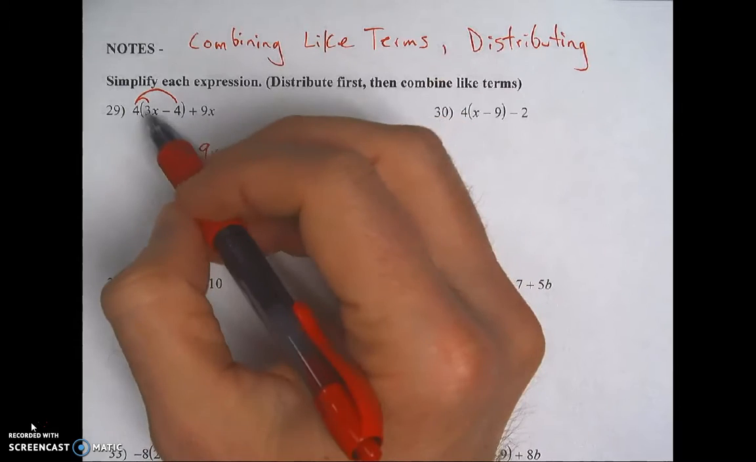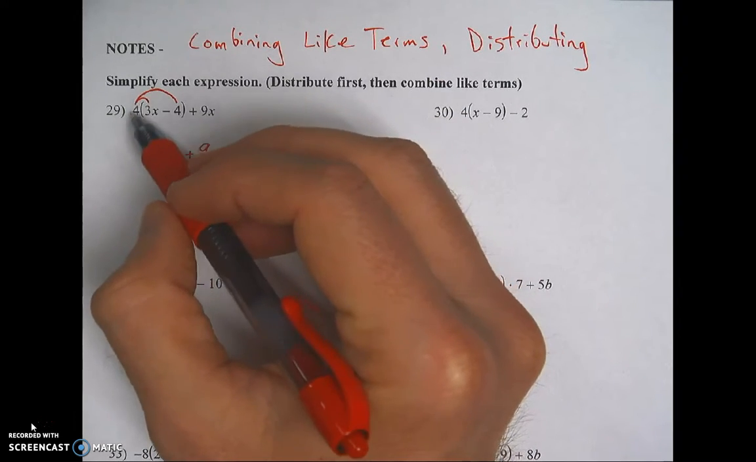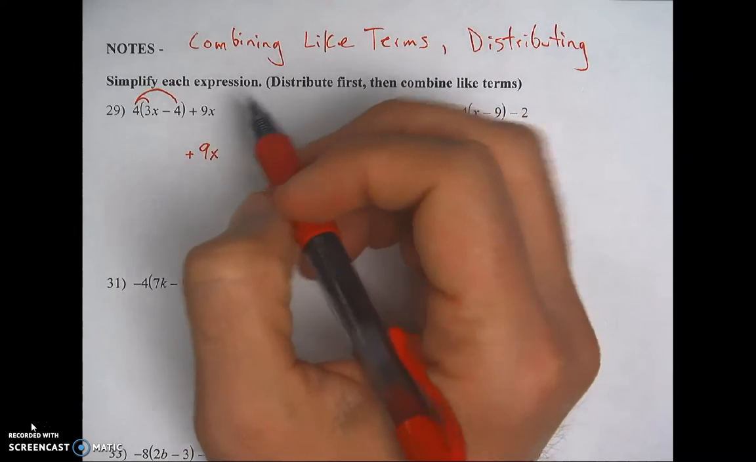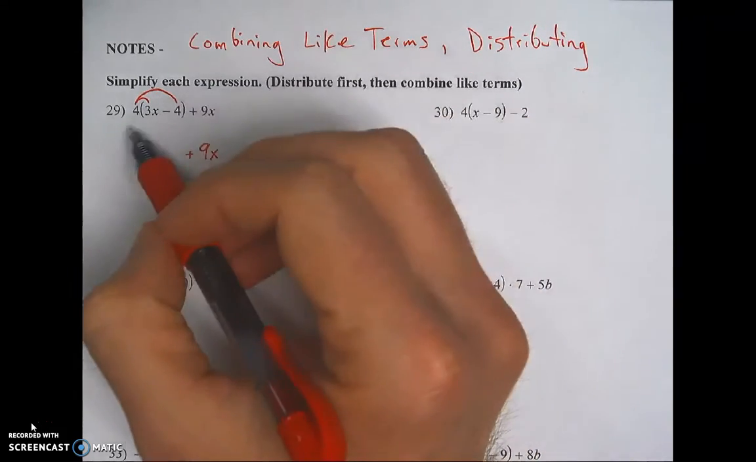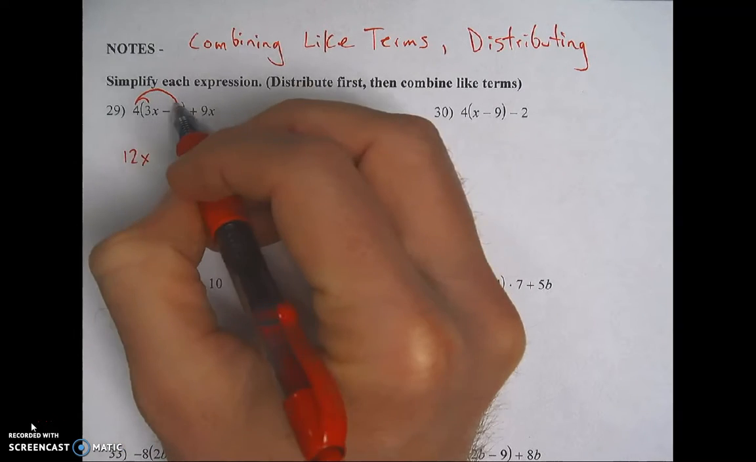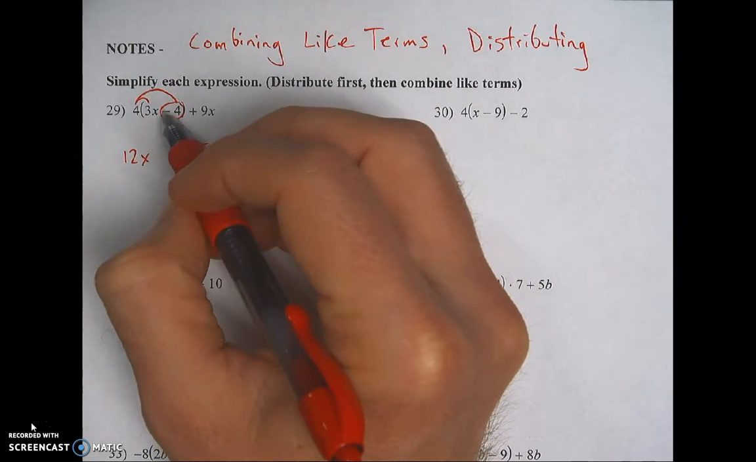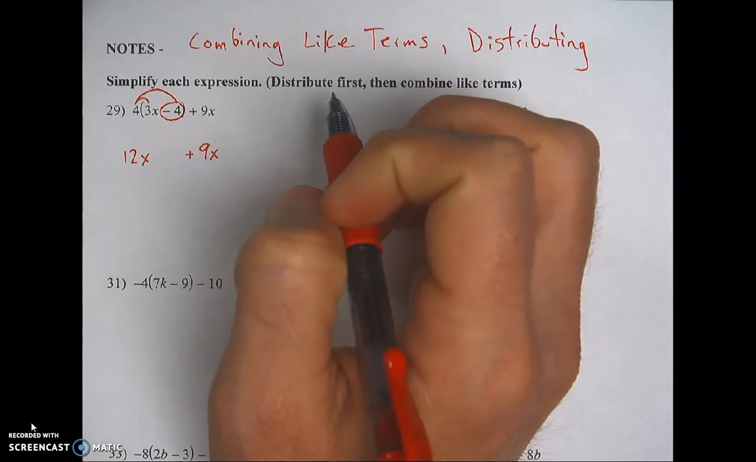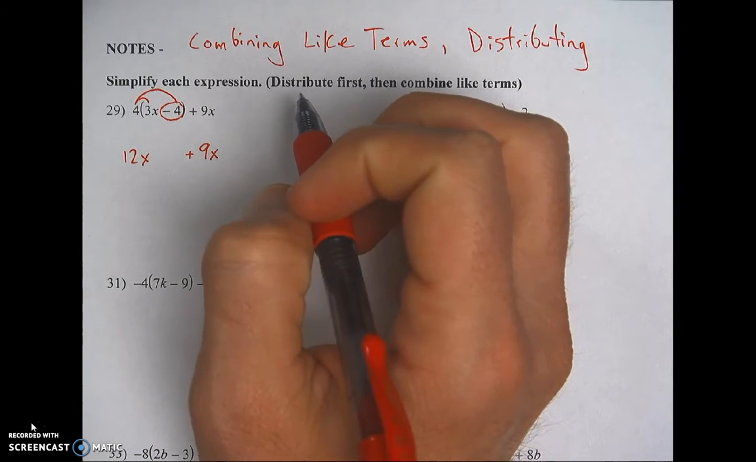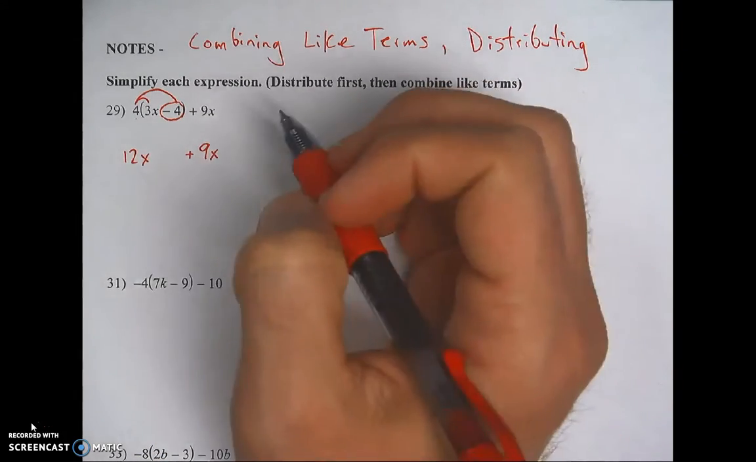So right now, I'm just multiplying the 4 times the 3x and the 4 times the negative 4. I'm distributing. Plus 9x is just going to stay. So 4 times 3x is 12x. And then again, I said negative 4 because a minus 4 is like a negative 4. You could say plus negative 4 if that helps you understand why we're doing that. So 4 times negative 4 is negative 16.